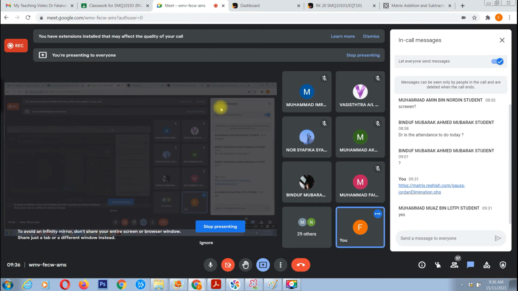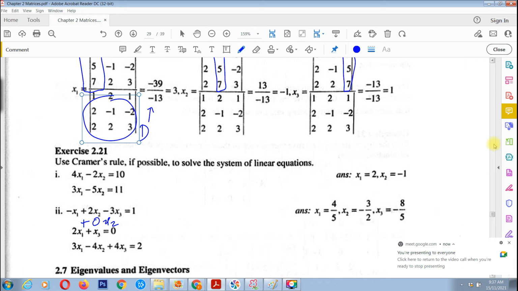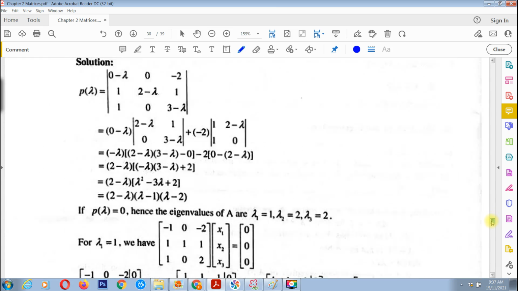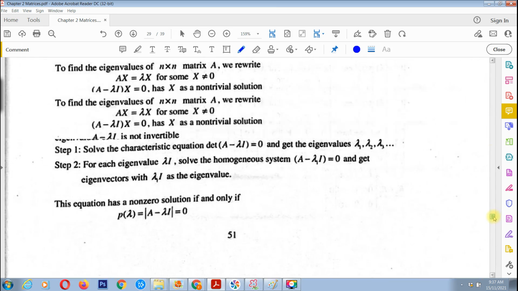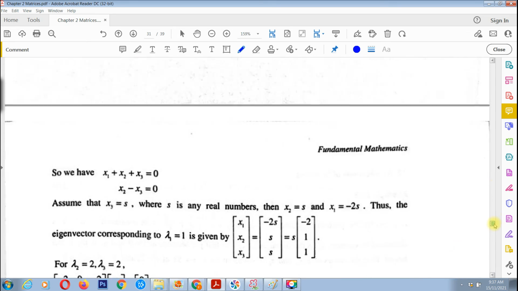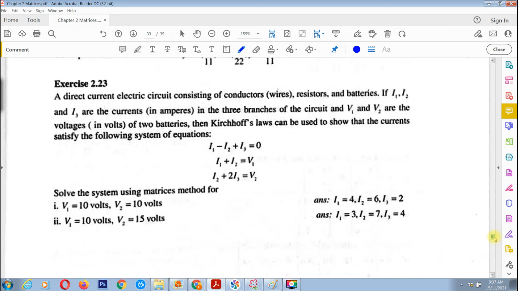Okay? Yes, doctor. After this we have eigenvalue and eigenvector, and then application of the matrices. That's all.